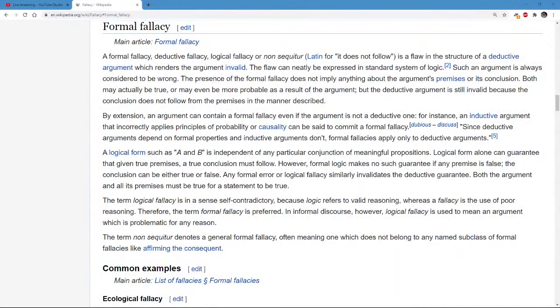Yeah, and I'm looking up the Wikipedia. Well, I'm looking at the definition for formal fallacy because I'm on the Wikipedia page for fallacies. I can share it. So a formal fallacy is a flaw in the logic, which renders the argument invalid. So because the logic is wrong, the argument is wrong.